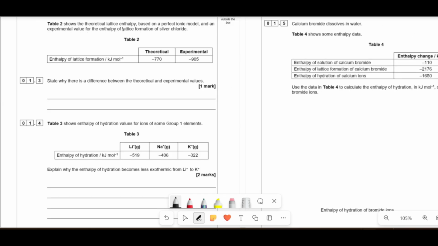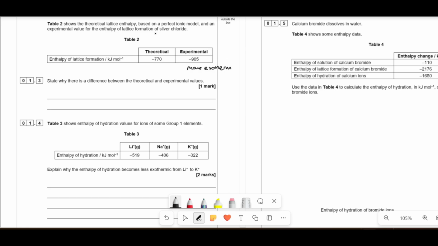So now it says Table 2 shows the theoretical lattice enthalpy based on a perfect ionic model and an experimental value for the enthalpy of lattice formation of silver chloride. So what have we got going on here? The theoretical is minus 770, but the experimental is actually more exothermic.